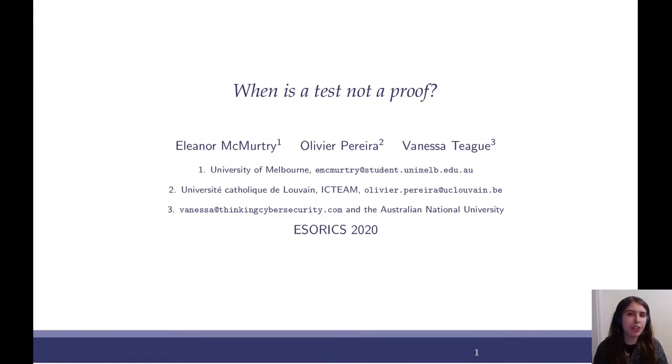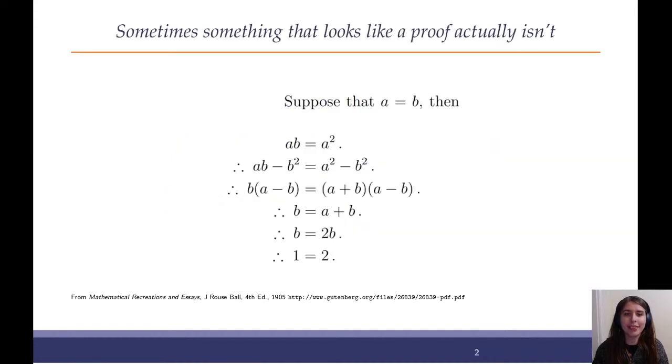And today I'm going to talk about some issues that can arise when a test is not actually a proof. So here's an example of something that looks like a proof, but actually isn't. We're going to start with a supposed proof that 1 equals 2. Now obviously this cannot be true, there is something wrong with this proof, but if you go through step by step, this looks like a somewhat convincing argument.